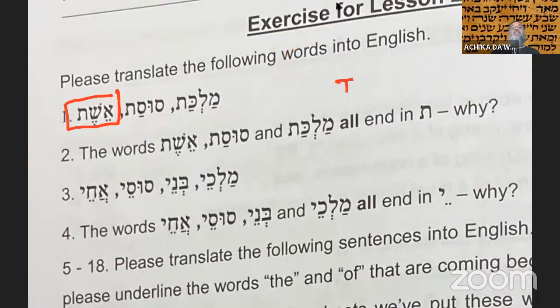So the words Asheth and Susath and Malkath all end in tav. And he asked the question why. And I had the question why. Why are they all ending in this tav?